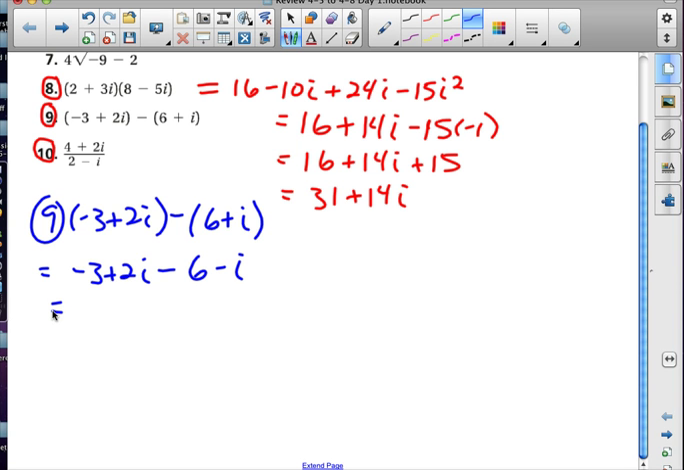So we have 2i minus i, and we have negative 3 minus 6. And again, we want the real part in the front. So that'll be a negative 9 plus 1i. And that will be that complex number in standard form.